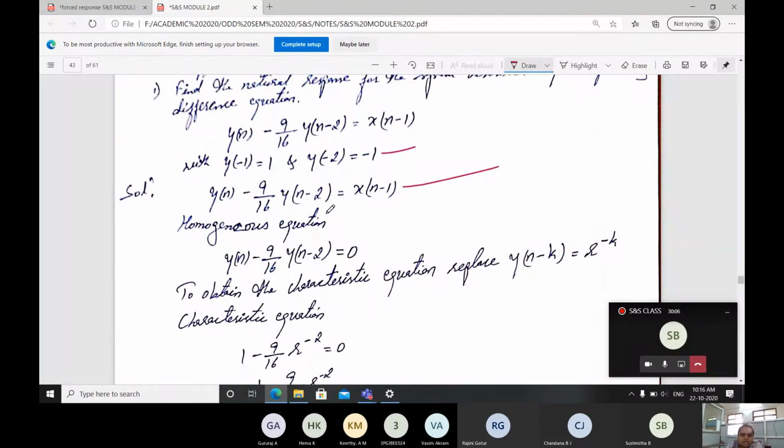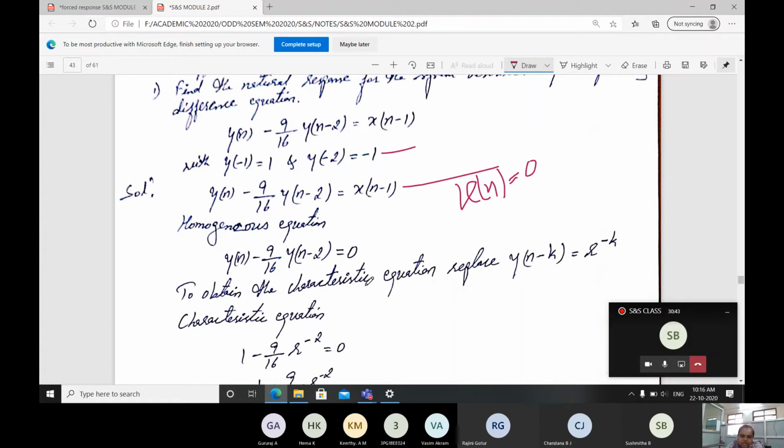Then we get the homogeneous equation when our x of n signal is 0. When we want the natural response, x of n will always be 0, and any x term will be 0 only. Therefore, when I substitute x of n as 0, I am left with y of n minus 9 by 16 y of n minus 2 equal to 0.